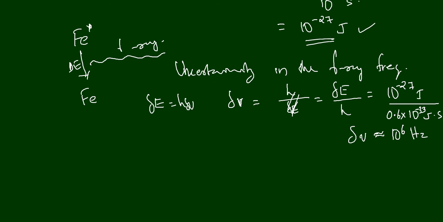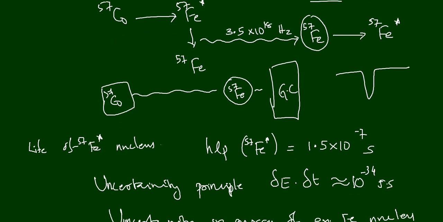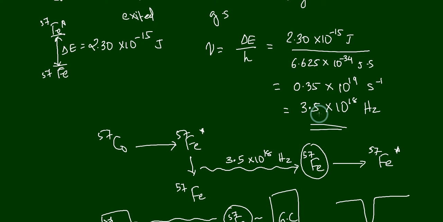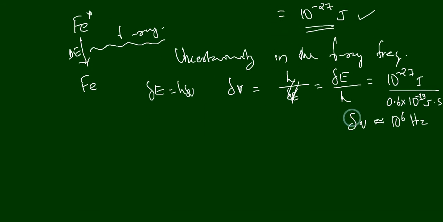So initially, we thought that this frequency is a very finite frequency. What was that finite frequency we calculated? That is 3.5 × 10^18 hertz. We thought that that is a very finite frequency, this one, 3.5 × 10^18 hertz. Now we have proven that that is not a finite frequency, but there is an uncertainty of 10^6 hertz, right? So what is the relative line width?